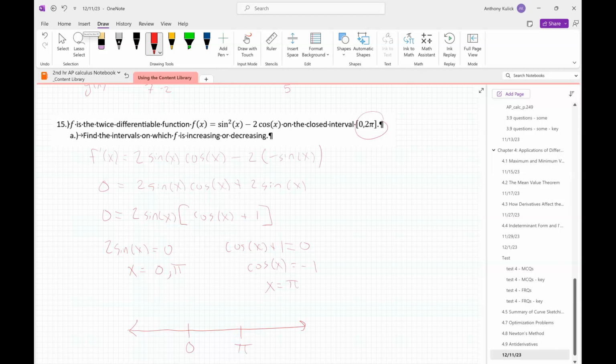So this one, I think the version 2 people had the easier problem because you only have one critical value here. I think the version 1 people get 3 out of this one. So I'm going to pick a test value. The natural test values to pick here would be pi over 2 and 3 pi over 2.